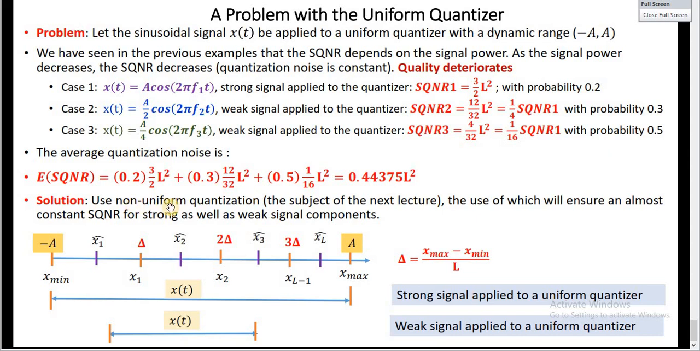The solution is to use non-uniform quantization, which is the subject of the next lecture, the use of which will ensure an almost constant signal to quantization noise ratio for strong as well as weak signal components. We need to maintain an almost constant signal to quantization noise ratio for weak as well as for strong signal components.